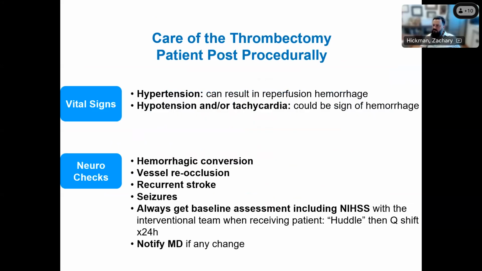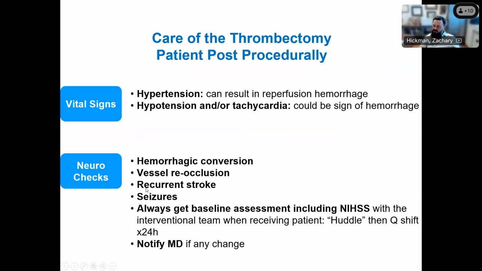We talked about this already, but hypertension can result in reperfusion hemorrhage, so you really want to make sure the patients are not hypertensive. Hypotension could be a sign of hemorrhage. It also could potentiate ischemia in the brain, so we don't want them to become hypotensive. If they're tachycardic, that may be a sign of pain, hemorrhage, or hypovolemia for some reason.